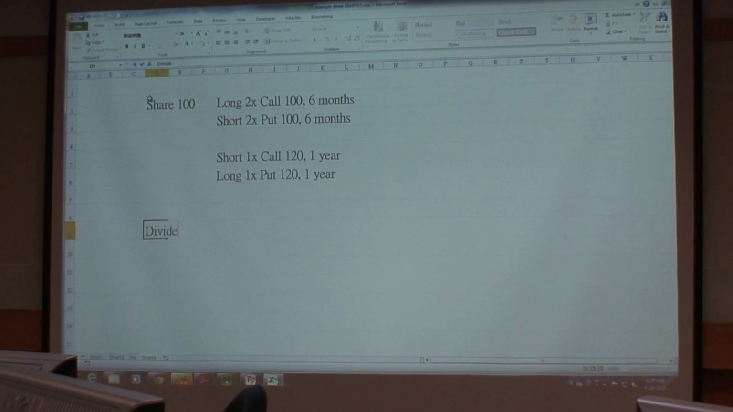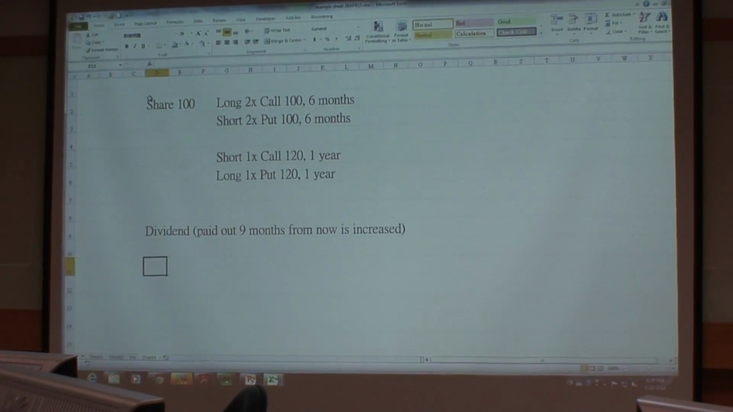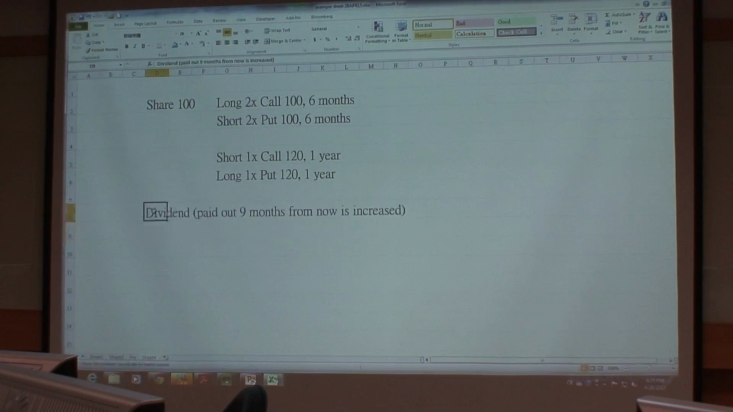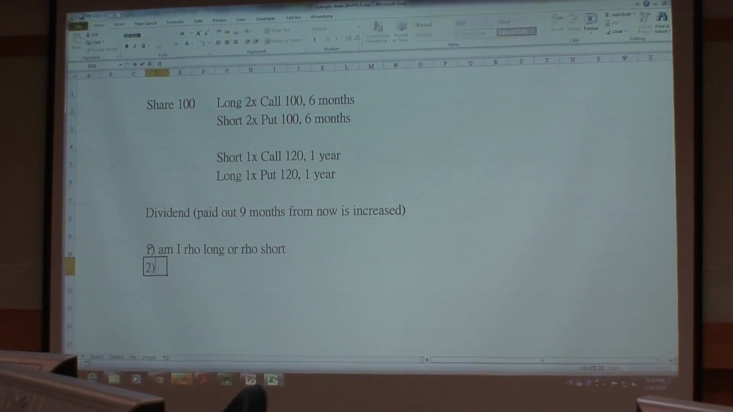The dividend, which is to be paid out 9 months from now, is increased. So my questions: 1. Am I rho long or rho short? 2. Am I happy at the dividend increase?